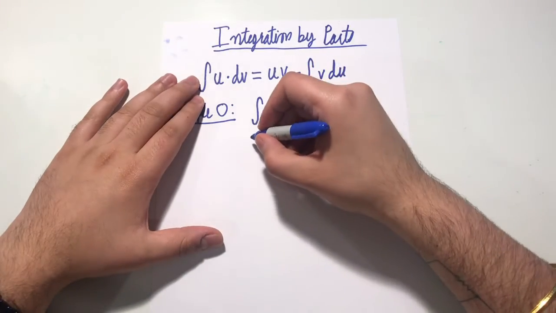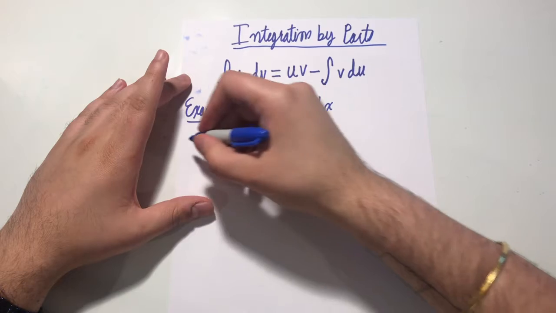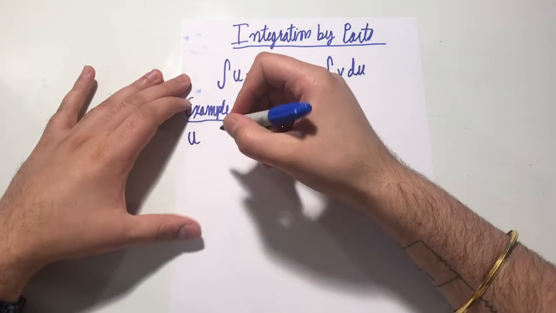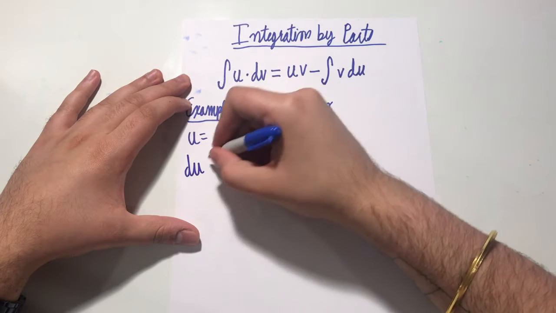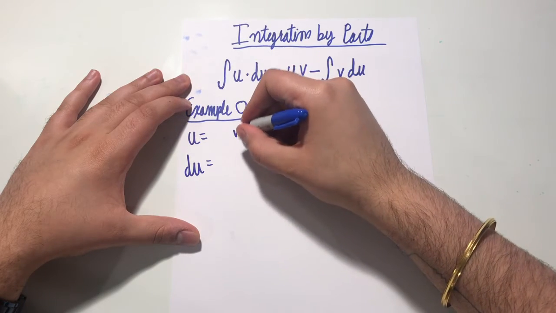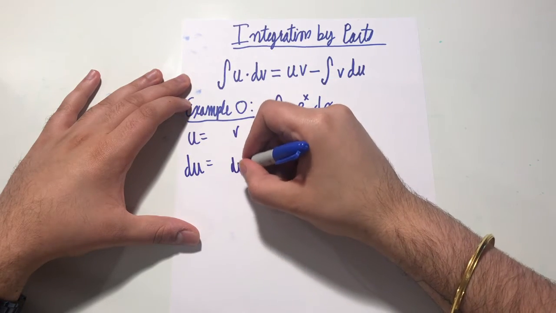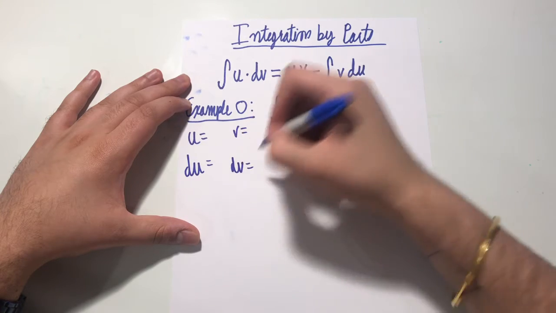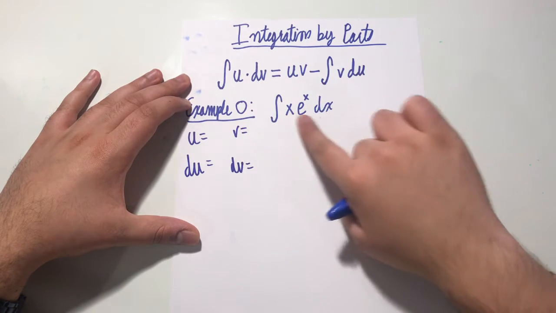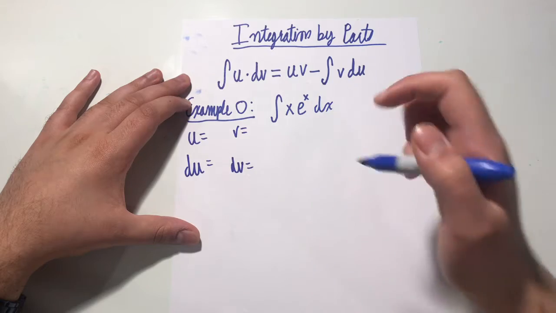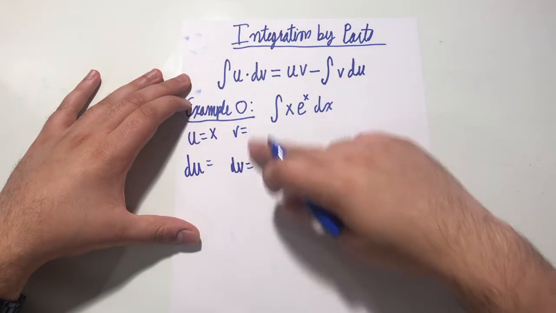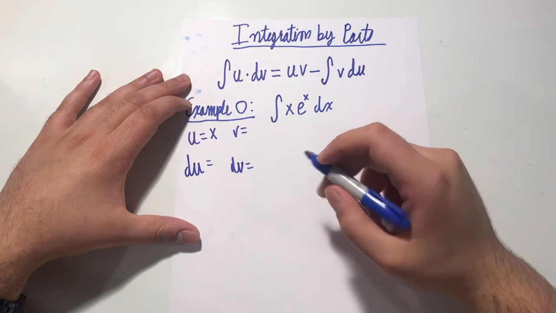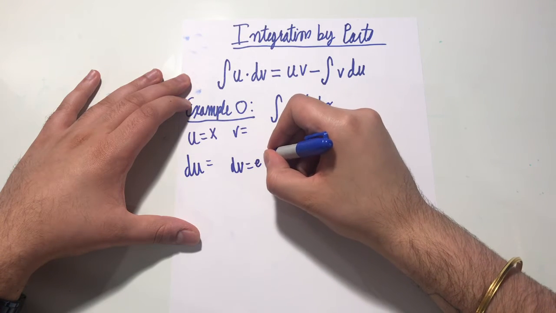So I need to find a u, and I'll write it off to the side here. I also need to find a du based on that. I'm going to need a v, and I'm going to need a dv. First I need to assign one of these to be my u. In this case, I'm going to make my u equal to x. That means my dv should be e to the x dx, the thing that's left.